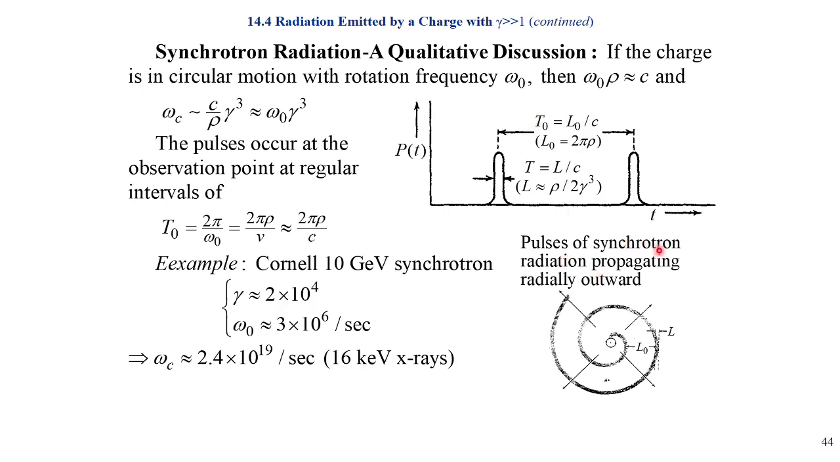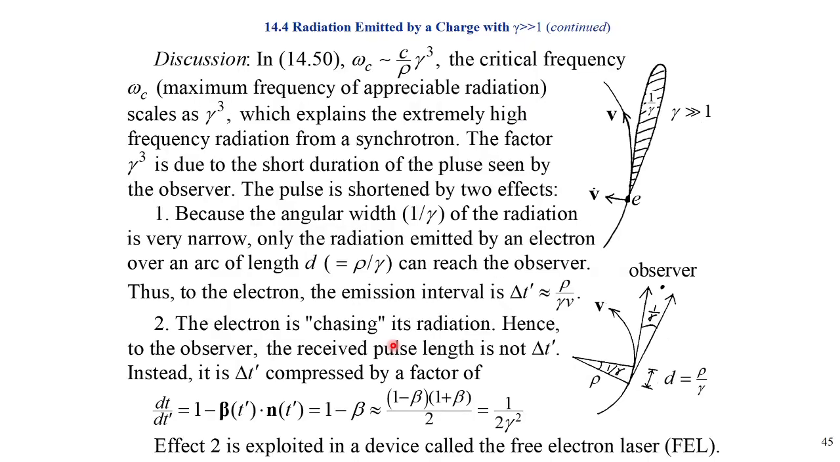The pulse of synchrotron radiation propagates radially outward. So for a Korean 10 GeV synchrotron, gamma is very high. Omega 0 is about this value. So omega c will be extremely high, roughly about 16 keV, hard X-ray. If the energy is large enough, that is hard X-ray. If the energy is not that high, that is soft X-ray. So obviously it's hard X-ray.